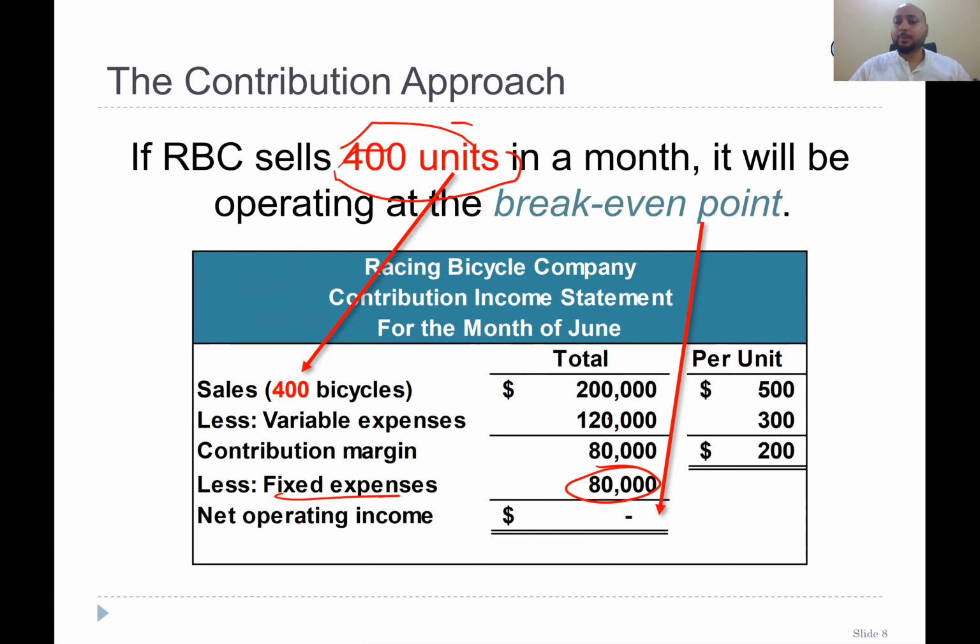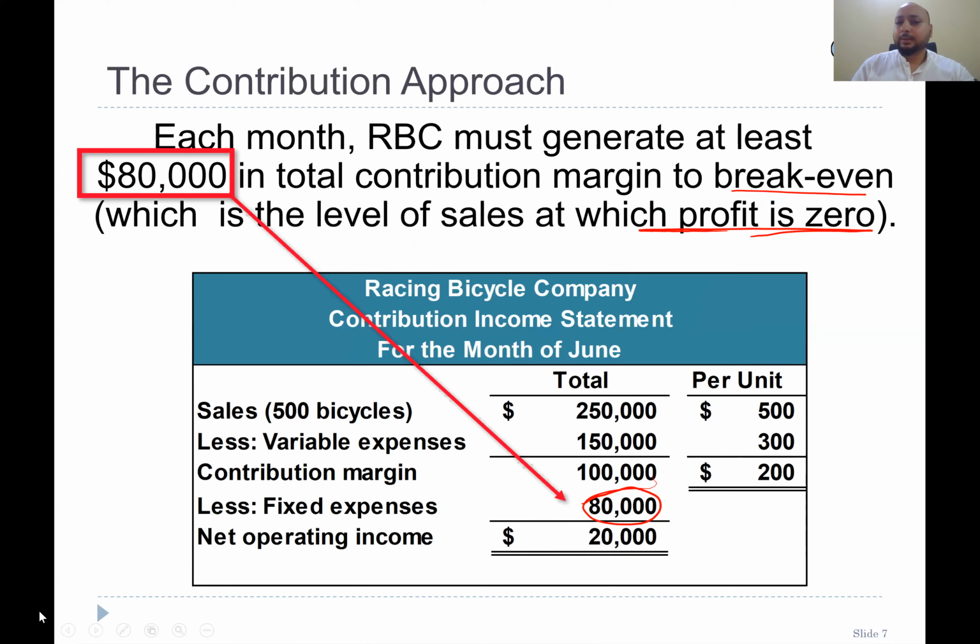Which is equal to the fixed cost, and then we will be earning at the break even point, zero profit. If you are selling 400 units, and the selling price is 500, then 400 into 500, the answer would be 200,000. Now the question is where this 120,000 came from. We know from here that we converted our variable cost into per unit cost. So our variable cost is 150,000, and the number of units we are selling is 500.